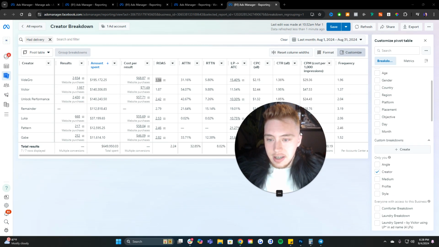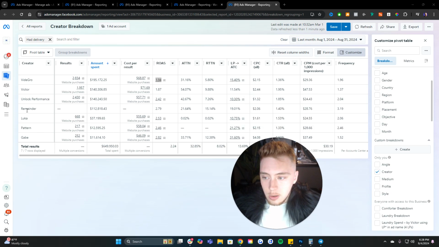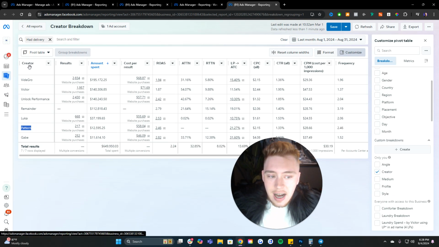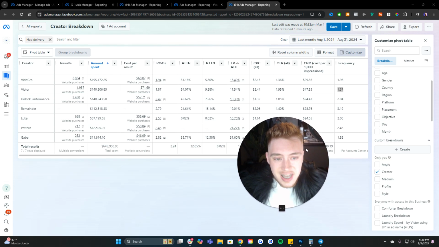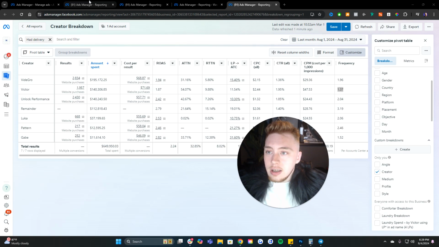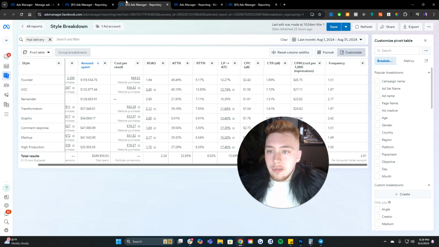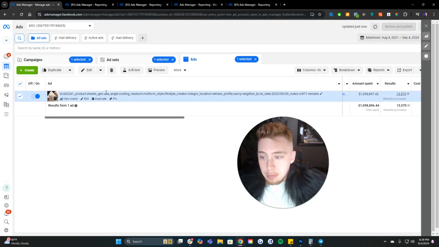We can take a look at frequency. So for example, excluding the remainder here, which is like unnamed stuff, we can see that Pattern as a creator has a higher propensity to hit bottom of funnel because frequency is a lot higher compared to, say, Victor, where his frequency is 1.37, and so we know that his ads are going to hit more top of funnel. And so that's kind of how the account has been run. Very simple in terms of how it's set up.